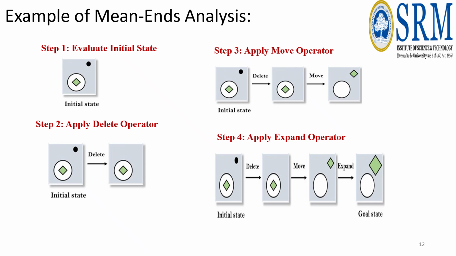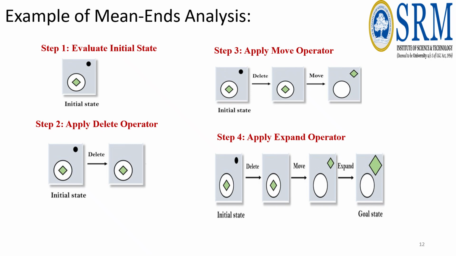So for the move operator, from the initial state we have removed, or deleted, the particular dot operator. The second step is the delete operator, and then moving the particular operator, the diamond. So it automatically moves with the circle, followed by the diamond symbol at the top. After that we are going to extend the particular diamond operator, which is similar to the circle operator. So in the fourth step, we apply the extend operator.